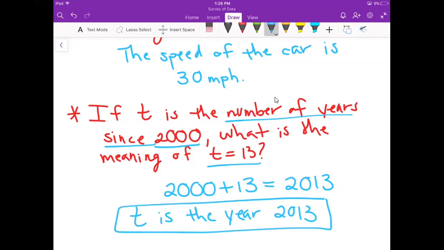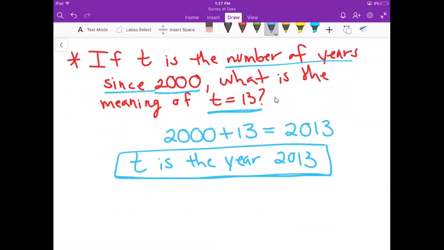Okay, so T started off as a variable. We made it a constant by setting it at 13, and then we wanted to put that number back in context of the variable to really understand what that constant means. All right, so hopefully that helps you understand what variables are, how we typically set them up, and how important it is to always define a variable clearly.